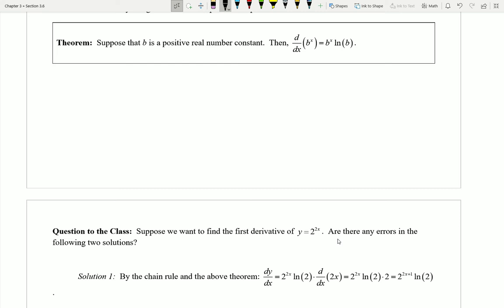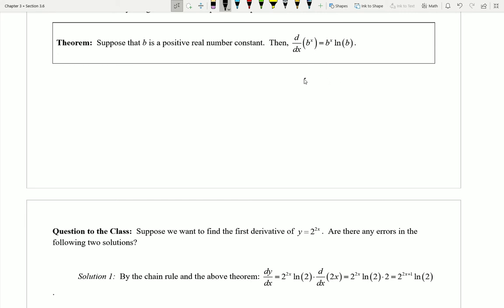So we're going to go ahead and try to end this section by taking a look at one other derivative rule, an important derivative rule here. Let's see what it says. Suppose that b is a positive real number constant. Okay, so b right here is just any number. Then how would I take the derivative of b to the power of x?